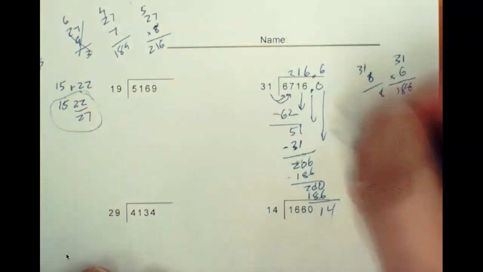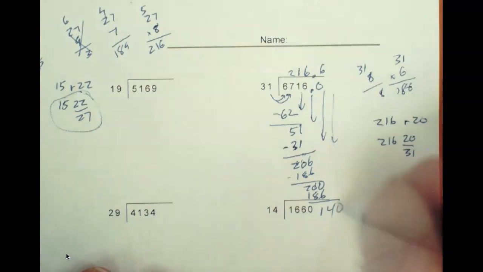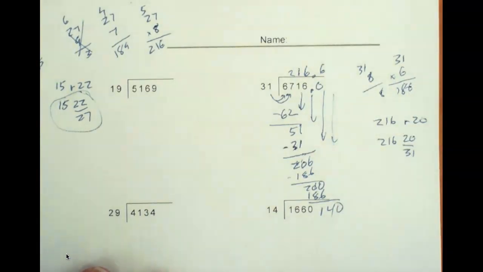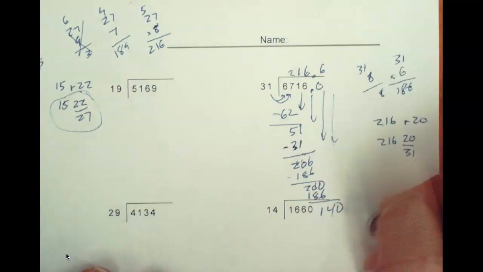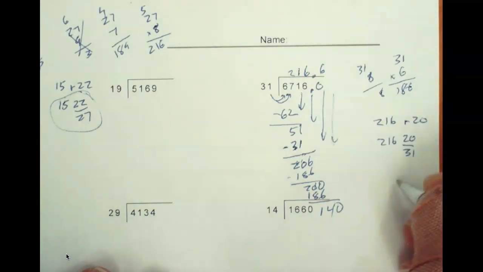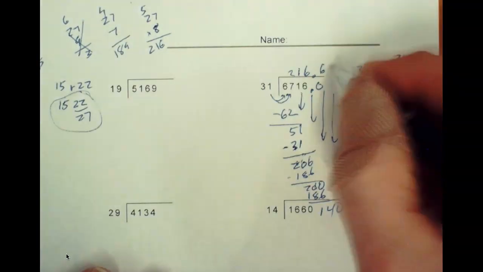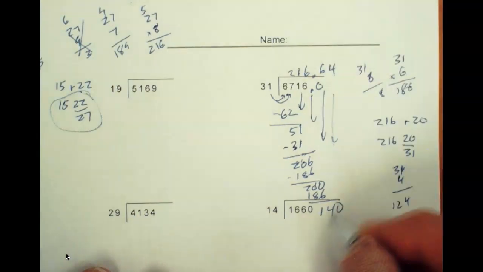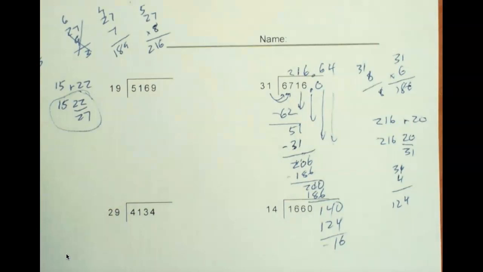Again, let's just bring down another 0. I could just keep going for as long as I want or until it terminates. So we have 140. It's probably going to go in there just 4 times. 4 times 31 is 124. I think that's as close as we can get. And then subtract out. We've got 16 left. So you can see how we can continue working through these problems.